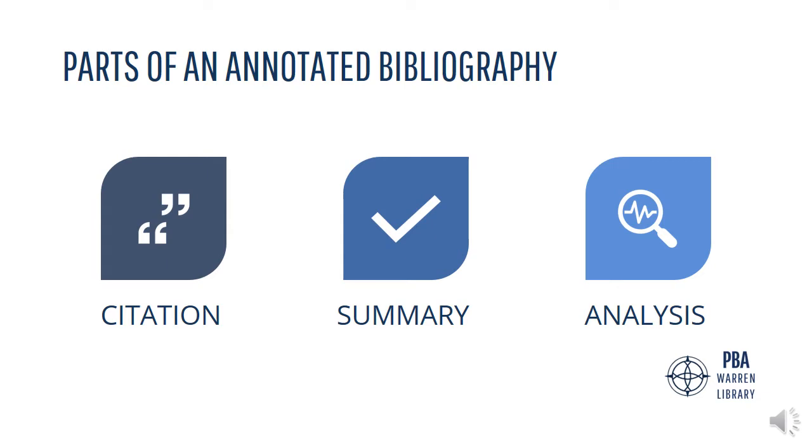An annotated bibliography is made up of a citation, summary, and analysis of each source. The length of the annotation can vary depending upon the professor, so you should ask your individual instructor if there are any specific requirements for your annotated bibliography. Let's start by discussing the citation.